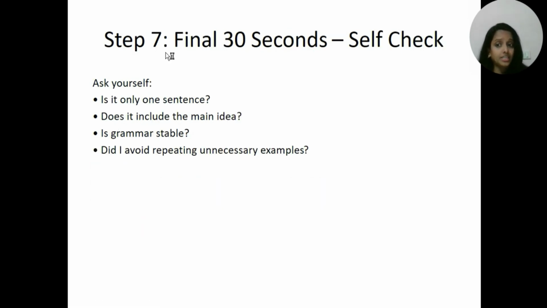And the final 30 seconds, the self check. Here you have to ask yourself, is it only one sentence? Does it include the main idea or not?